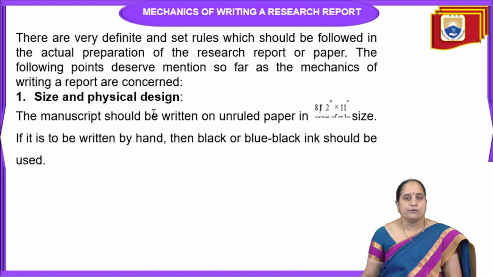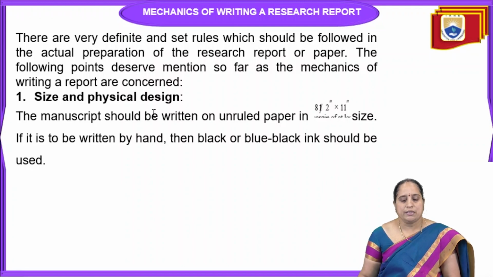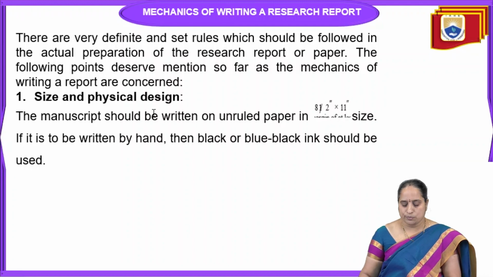of a research report, or even if you are going to write any kind of paper for journals, you need to follow some kind of guidelines. The first one is size and physical design. The manuscript should be written on unrolled paper in 18 inches by 11 inches size. It is to be written by hand, and black or blue-black ink should be used.